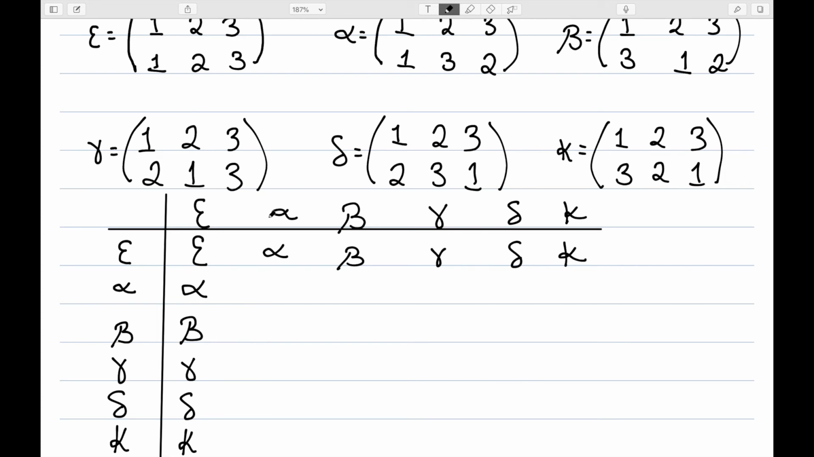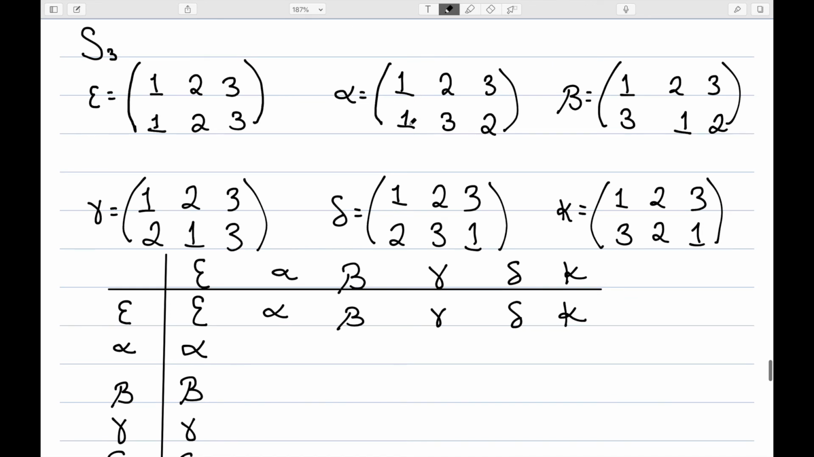And then alpha composed with alpha. So we have to consider this twice. 1 maps to 1, and then 1 maps to 1. So 1 will map to 1. 2 maps to 3, and then 3 maps to 2. So that tells me that 2 went to 2. Then finally, 3 went to 2, and 2 went to 3. So I'm back at my identity element.